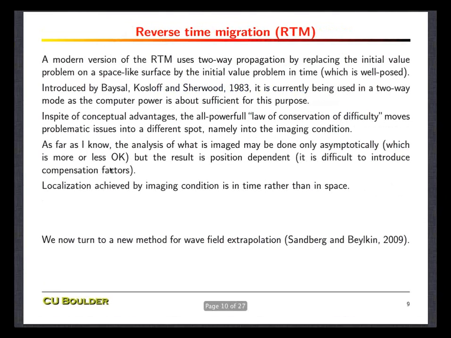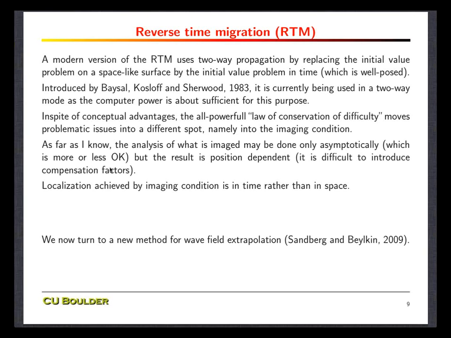Okay. Now, reverse time migration. So the reverse time migration uses two-way propagation. I mean, a modern version of it doesn't use any square roots of operators. It's really two-way propagation. But it's done by a clever trick where the initial problem on a space-like surface is replaced by an initial value problem in time.